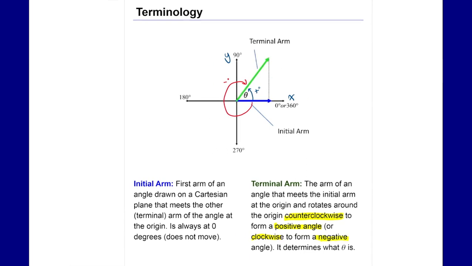Right? And this helps me determine what theta is, depending on how I want to refer to it, either in a positive way or a negative way. Usually we see the positive form, but not to say that we can't see the negative as well, but usually we see the positive.